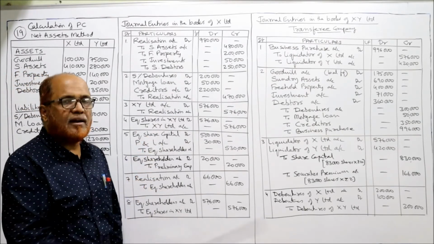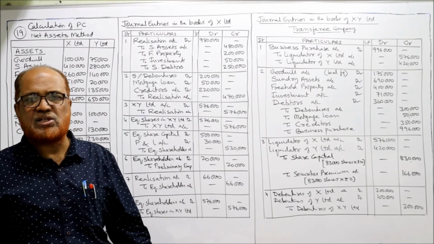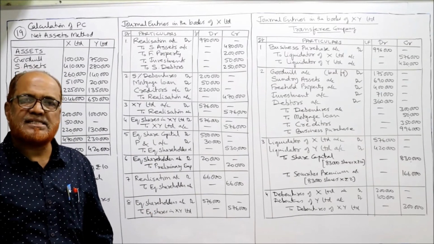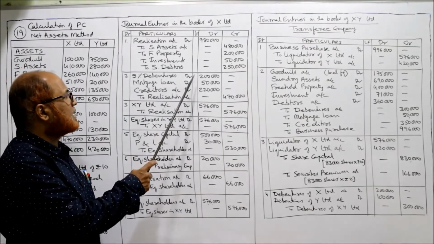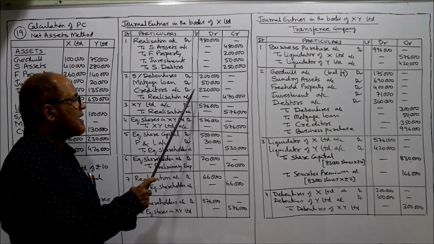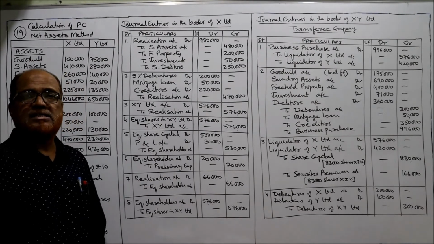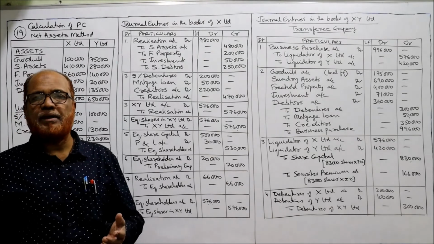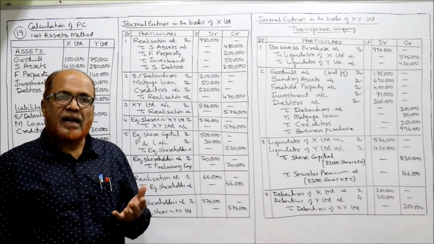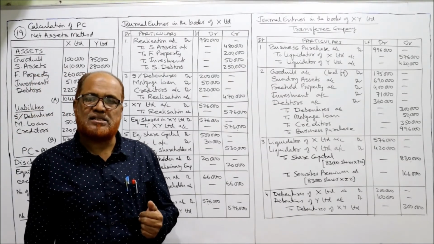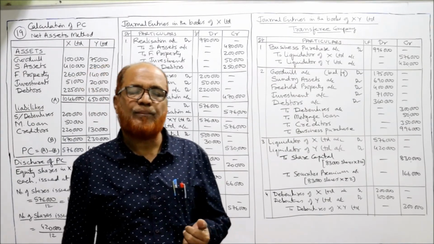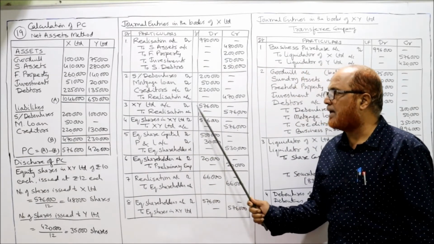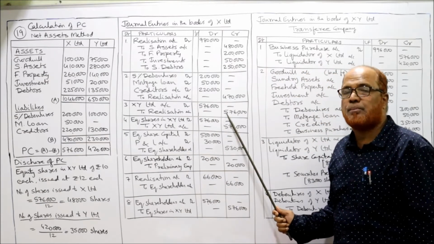First entry. Second entry, liabilities. All the liabilities are also transferred to realization. पूरे liabilities ले लिया, XY Limited has taken. तो 5% debentures account debit, mortgage loan account debit, creditors account debit to realization. Being the liabilities taken over. Next is PC due. PC due entry will be transferee company account debit to realization. What is the name of the transferee company? It is XY Limited. So XY Limited account debit to realization 5,76,000 being the PC due.